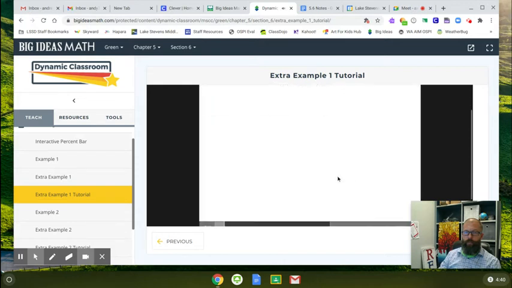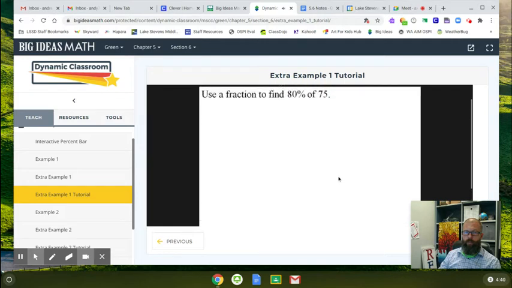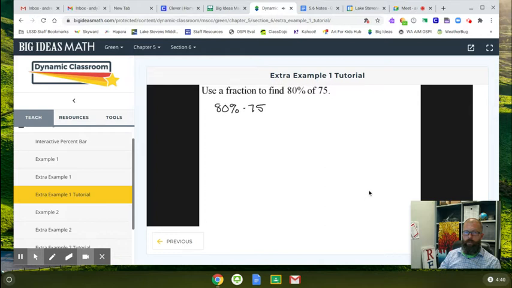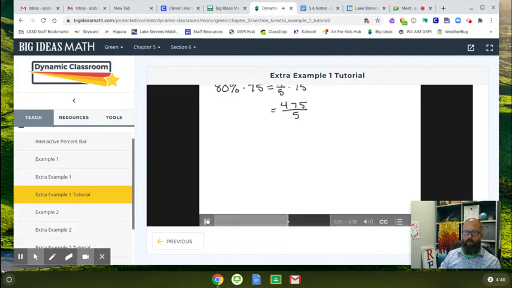Use a fraction to find 80% of 75. Multiply 80% by 75. Convert 80% into a fraction. Multiply 4/5 by 75. Reduce the fraction. Multiply 4 by 15. You find that 80% of 75 is 60.